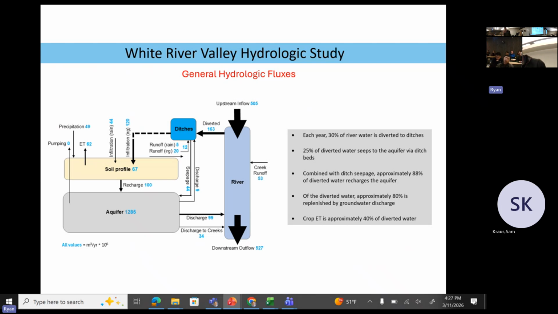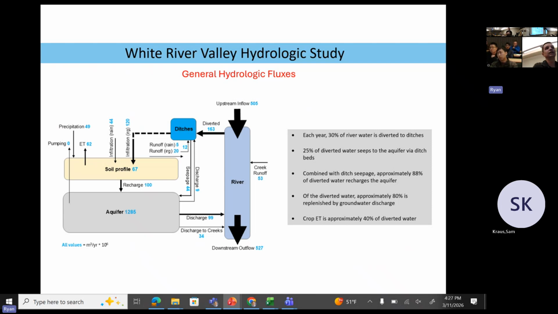So each year, 30% of the river water is diverted to ditches, and 25% seeps to the aquifer. That's the seepage right here. Combined with this seepage, about 88% of diverted water recharges the aquifer, and 80% of diverted water goes back to the river. So you take out 100 units from the river, and 80 units are going to come back through this return flow. And typically that's happening in the fall and winter months, these late season return flows.